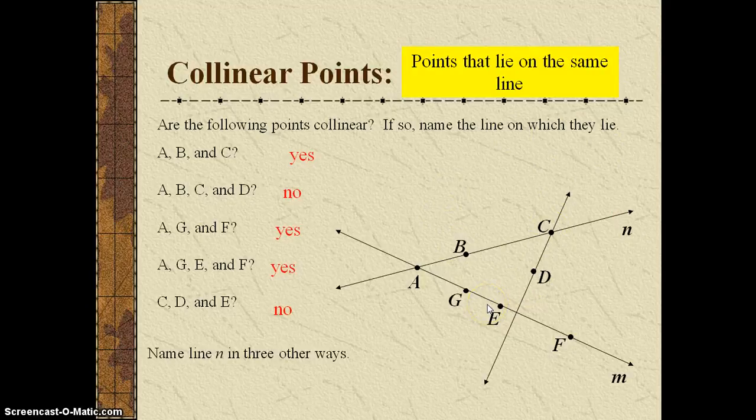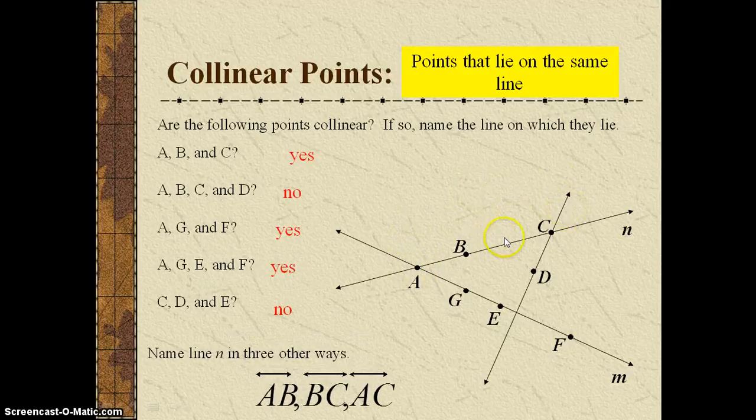Name line N in 3 other ways. Well, it's already named line N, so we can't use the script letter anymore. We're going to have to name it by points. So we could call it line AB, line BC, or line AC. You can also flip the letters and call it CA, CB, or BA. It does not matter the order of the letters.